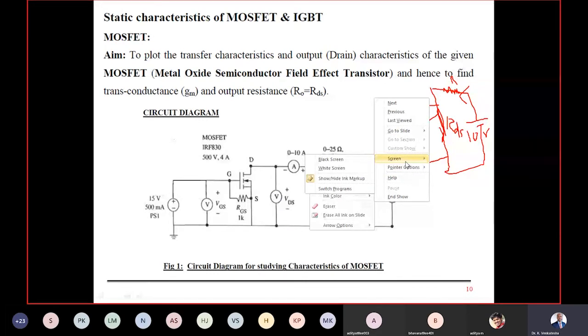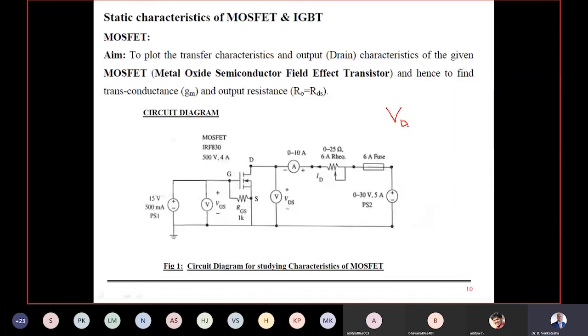Nothing else here. Now, this VDS, whatever I told you, what you call forward blocking voltage, is nothing but the supply voltage. 30 volt will be available here when the switch is open or when you don't give the gate signal. When you don't give the gate signal, the same supply is available across the switch, D and S. This voltmeter is going to show you 30 volts precisely when you don't give the gate signal, right?